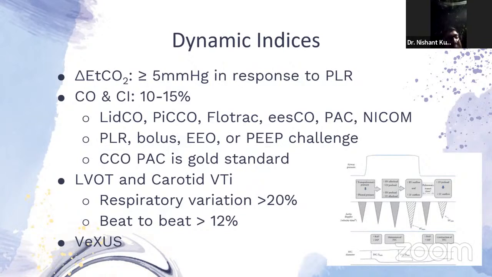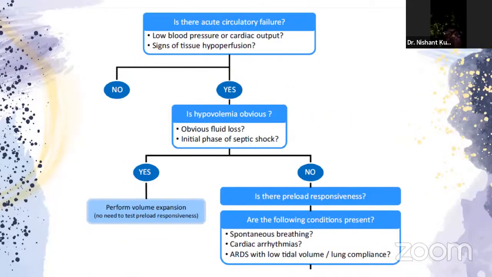Using the ultrasound, we can see the LVOT and carotid VTI. And if the respiratory variation is more than 20% and beat-to-beat variation is more than 12%, that means that the patient is fluid responsive or will benefit from fluids. Now, VExUS is another ultrasound marker which will tell you if you've given too much fluid. Next, please. The things that you have to do, this is a very simple flow chart.